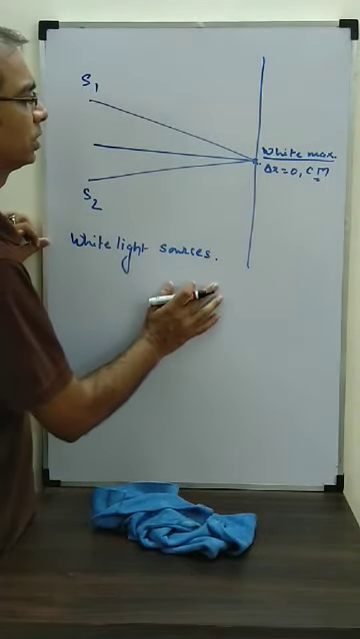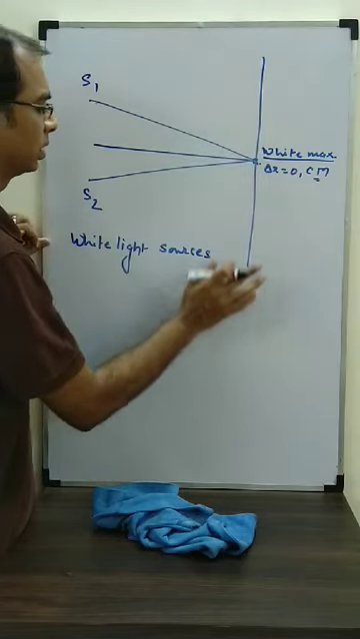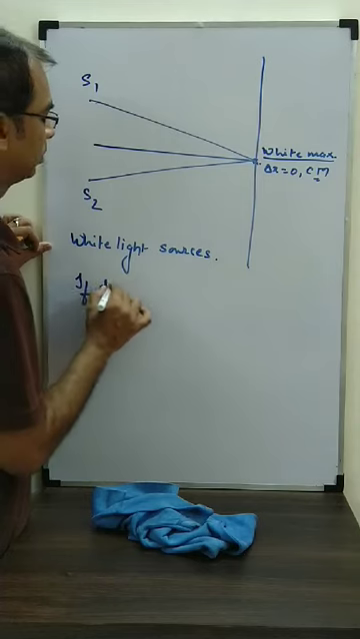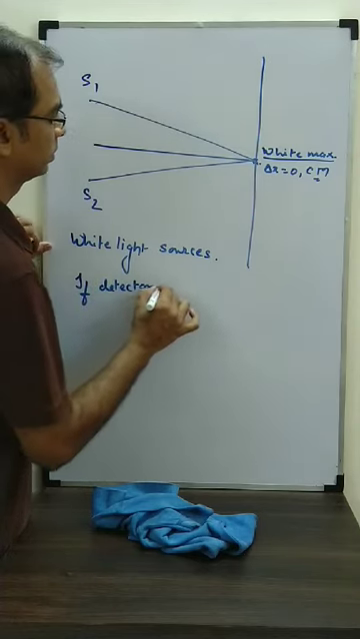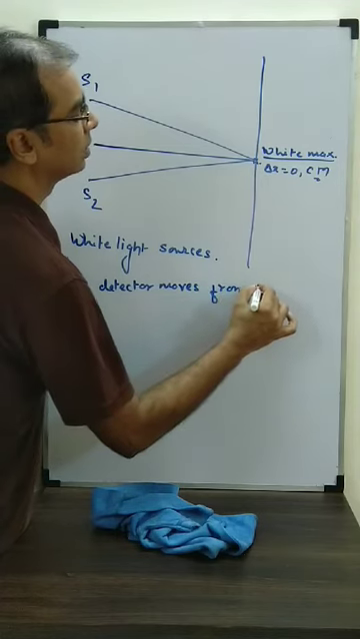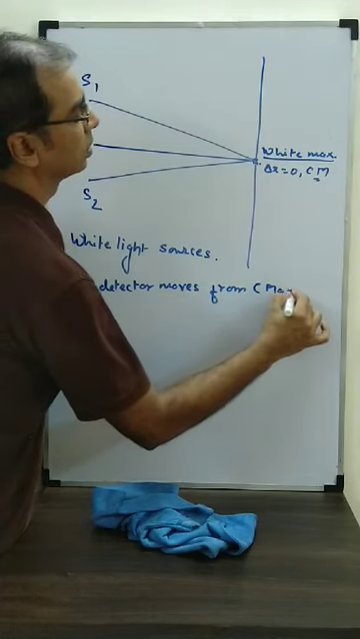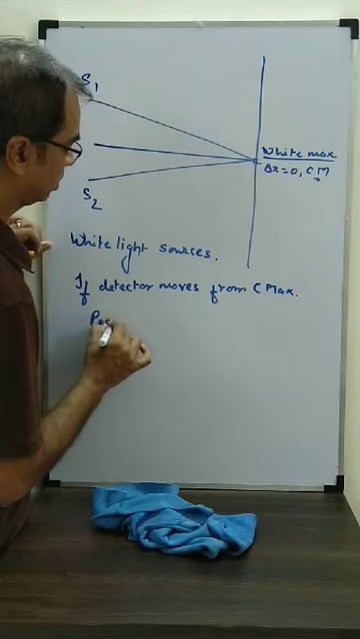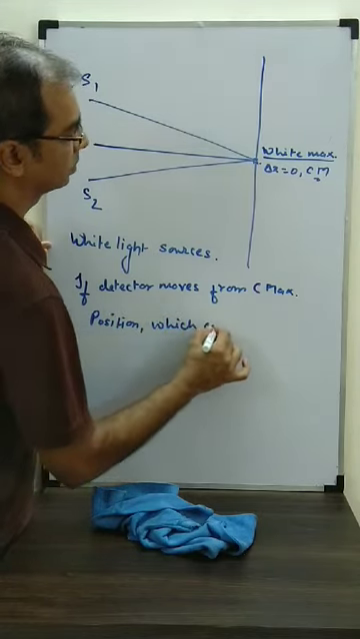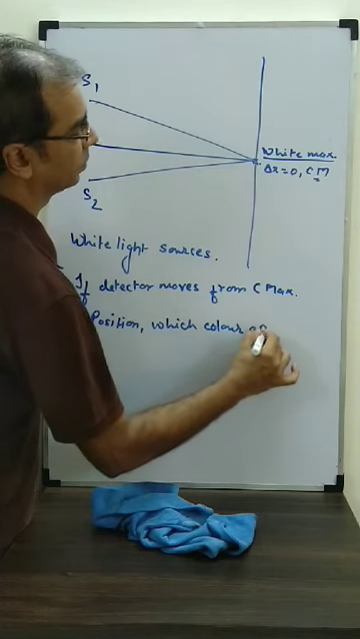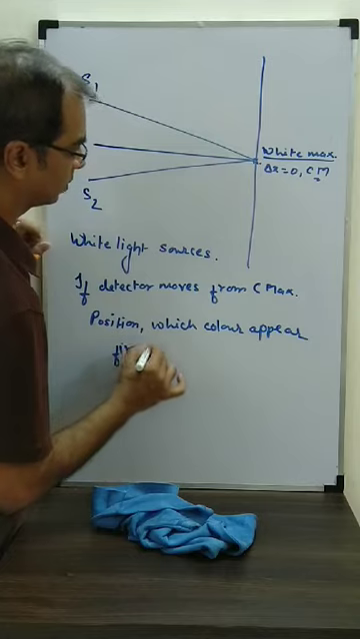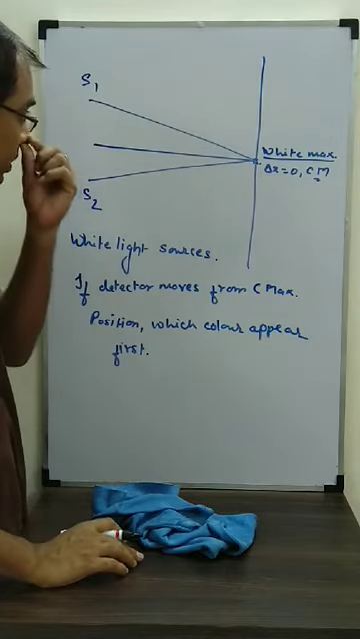Now what is the question? When the white light sources are there on the screen, they are interfering. The question asks you, if the detector moves from central maximum position, which color appears first? Okay, which color is going to appear first?